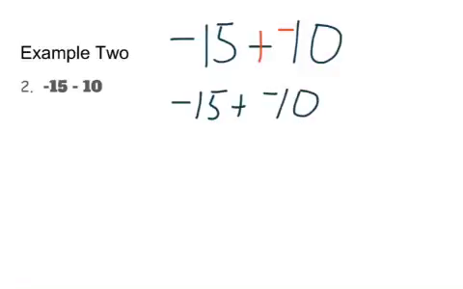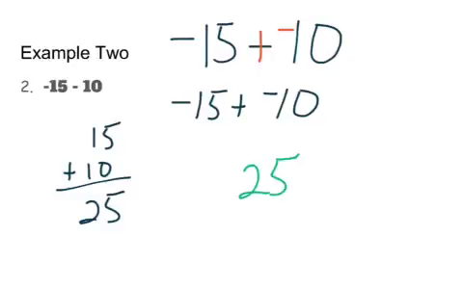Well, in this one we're adding integers, and the signs are the same. If the signs are the same, you simply add the absolute values. The absolute value of negative 15 is 15, and the absolute value of negative 10 is 10, and 15 plus 10 is 25. And we know that both signs were negative, so the sum is also negative. It will not change. They were on the same team, the negative team.